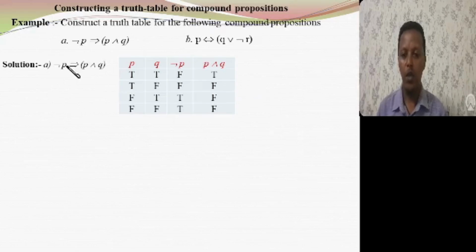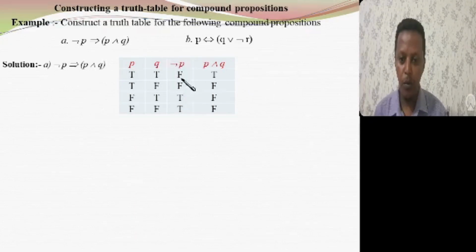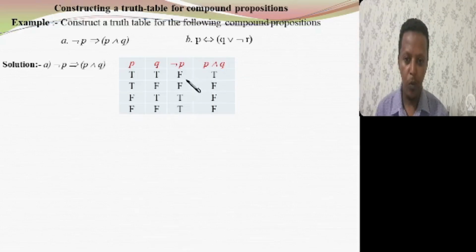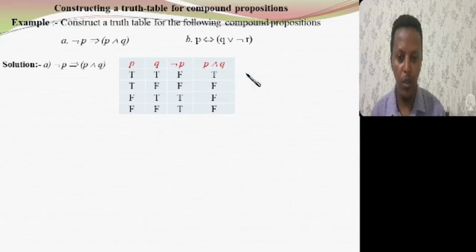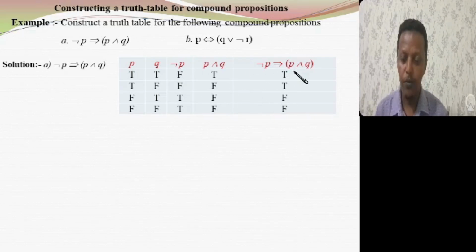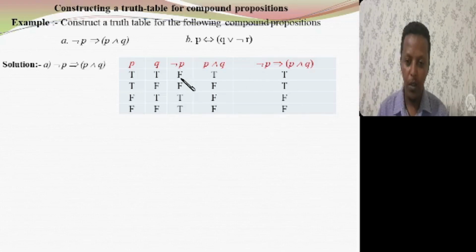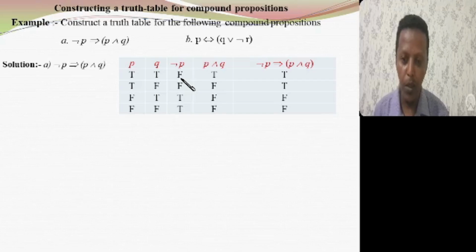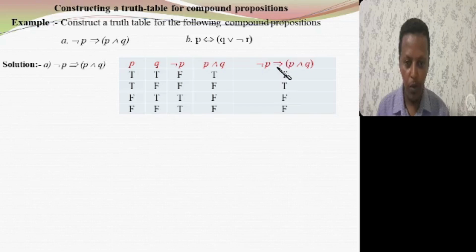So that column is for conjunction. Now the last column for implication: we are going to imply from negation P to P and Q, from the third column to the fourth column. We combine the third and the fourth column based on implication. Now remember the rule of implication. False implies true is true. False implies false is true. That is the rule of implication.